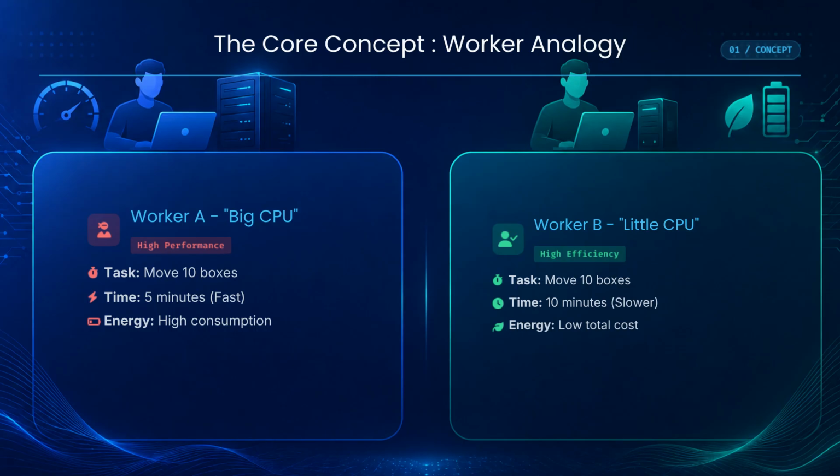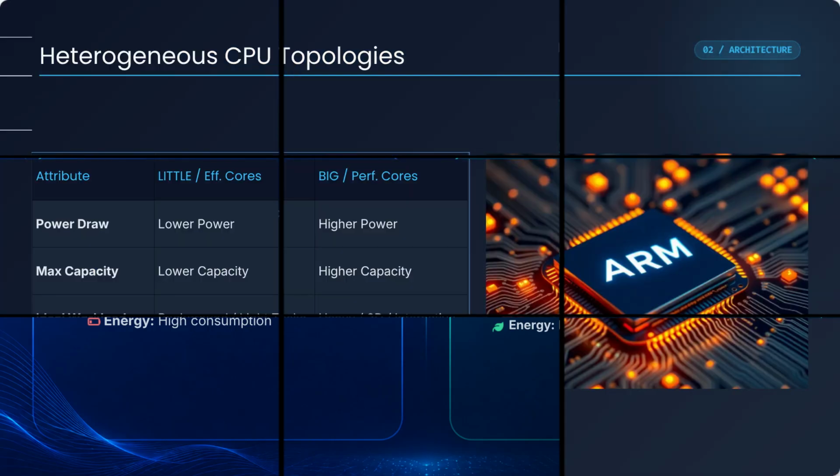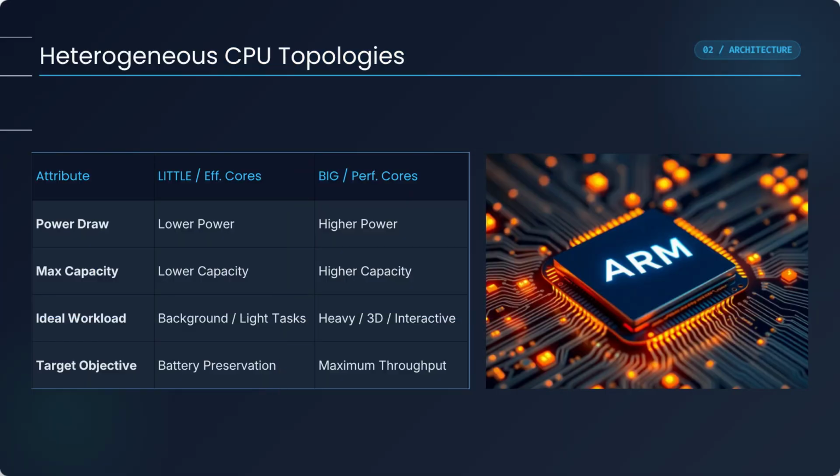This trade-off exists because modern CPUs are no longer built from identical cores. Little efficiency cores draw less power and offer low capacity, designed for background and light workloads, aimed at preserving battery. Big performance cores draw more power but deliver high capacity, designed for heavy 3D or interactive workloads, aimed at maximum throughput. EAS exists specifically to exploit this split between core types. Without it, there'd be no efficiency to be made in the first place.